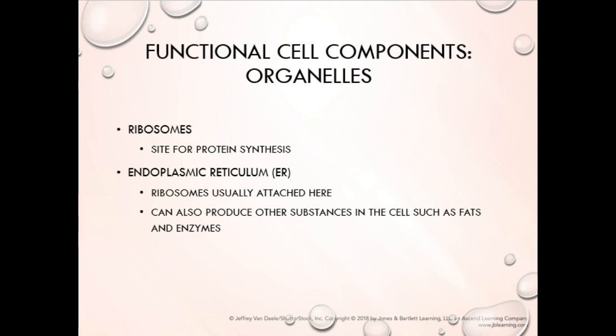Functional cell components. Ribosomes are the site for protein synthesis. So when we want to create structural proteins, either for the cell itself or to send out to be used in the body, such as muscle or hair or skin, the ribosomes, which are those little dots on the endoplasmic reticulum, are where we do it. The endoplasmic reticulum can create other substances like fat and enzymes, but it's primarily used to store those ribosomes, and it creates a structure for them to be on where we create those proteins for the body.